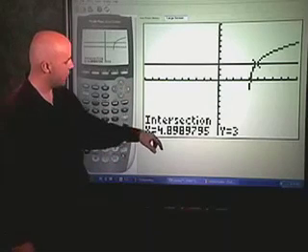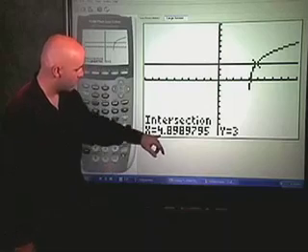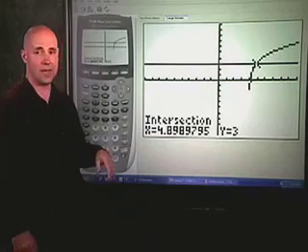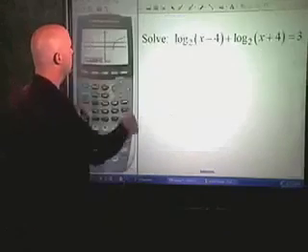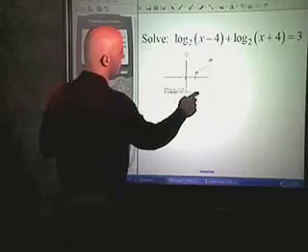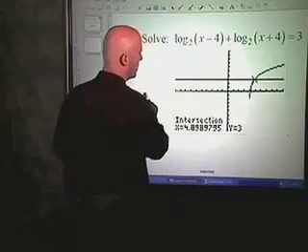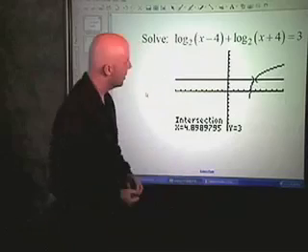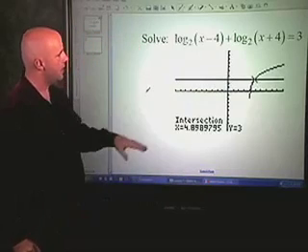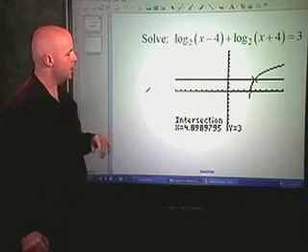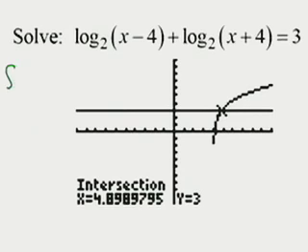And we get our intersection point is roughly, it looks like, about 4.899. So we'll go ahead and drag that over. So using our graphing utility, you can see that the solution to this equation will be roughly 4.899.